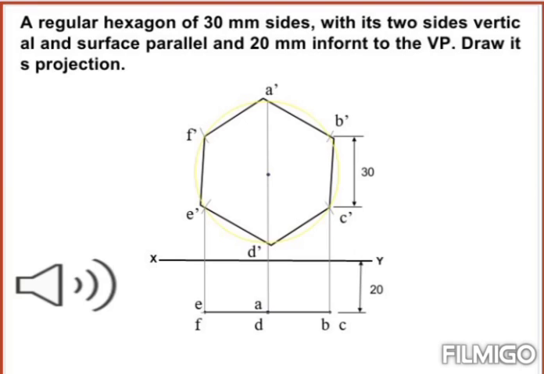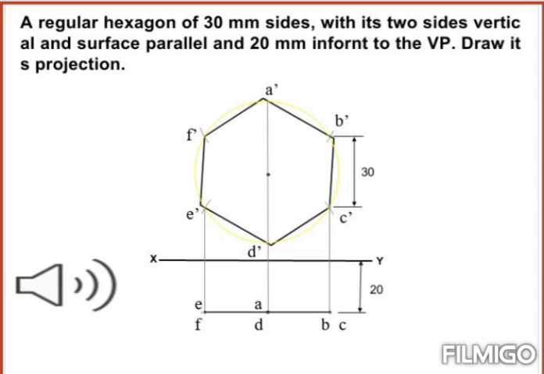In problem number 2, we have to draw projection for a regular hexagon. This regular hexagon is given as parallel to vertical plane and 20 mm away from it. The side of the regular hexagon is given as 30 mm, and it is given that two sides of the regular hexagon are perpendicular to horizontal plane.